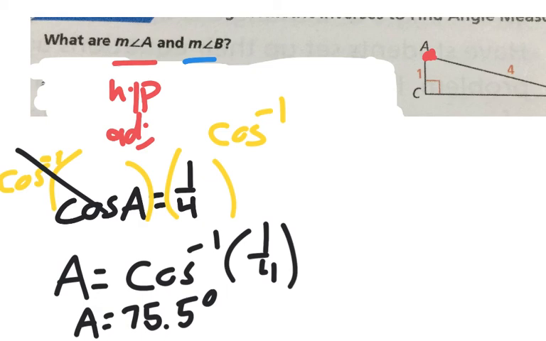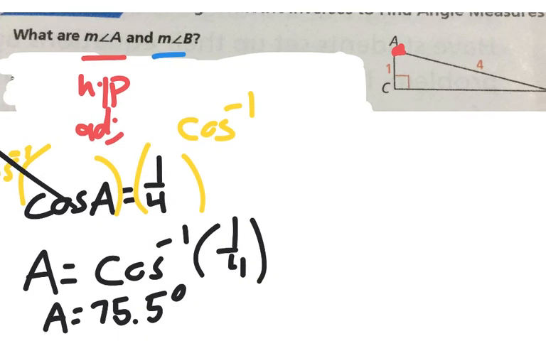Okay, now the second part of this question, it tells me to do the same thing, but this time find the measure of angle B. So now I'm looking for this angle that I'm coloring here in blue. So now from angle B, what are my two known sides? Well, 4 is still the hypotenuse, but this time 1 is my opposite side from angle B. So for B, I'm dealing with the opposite and the hypotenuse.